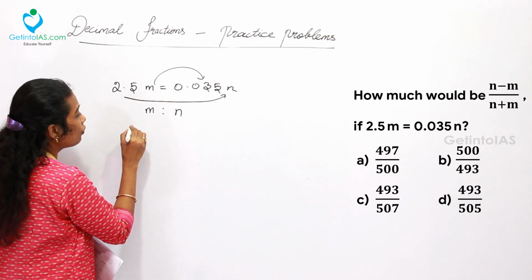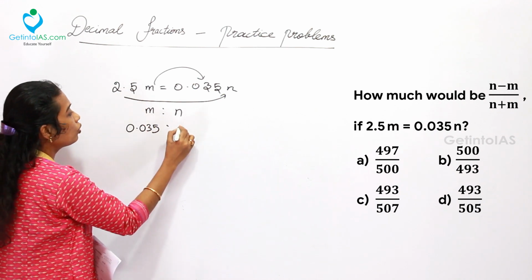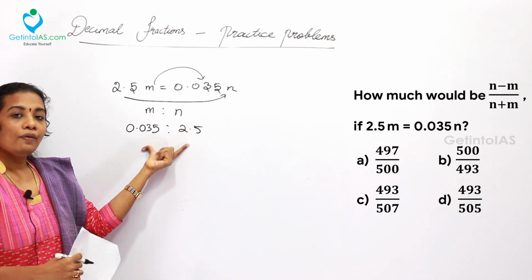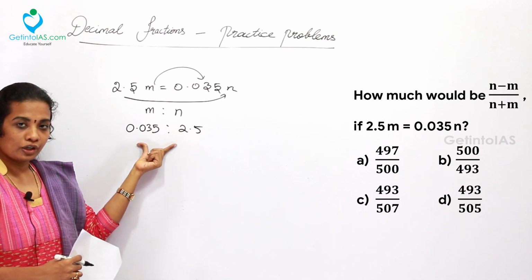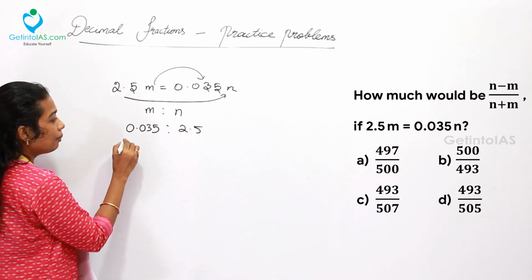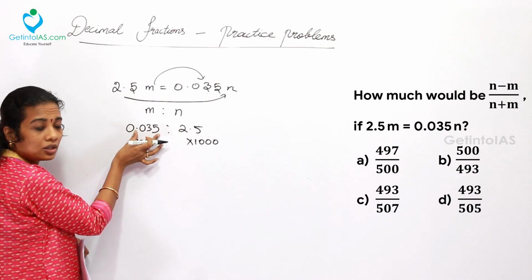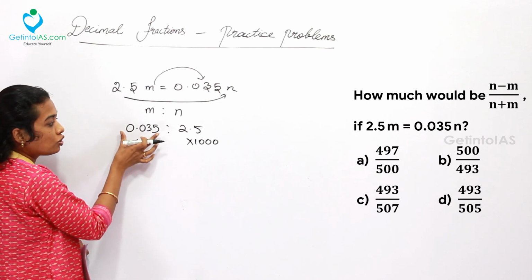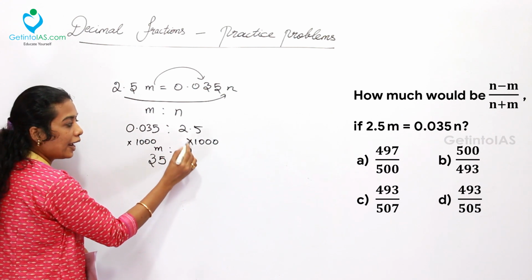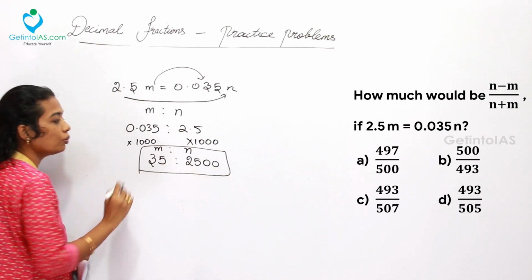So here m is equal to 0.035 and n will be equal to 2.5. From the first statement itself you can express this. Now whenever you want to express a number in terms of ratio, the number must be a whole number. So in order to make this a whole number, multiply both sides by 1000. Why? Because 1000 has 3 zeros, 10 power 3 is 1000. So after multiplying, m will become 35 and n will become 2500. So this is the ratio between these two numbers.